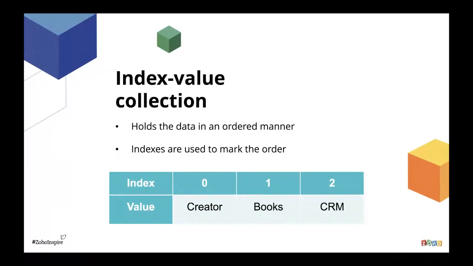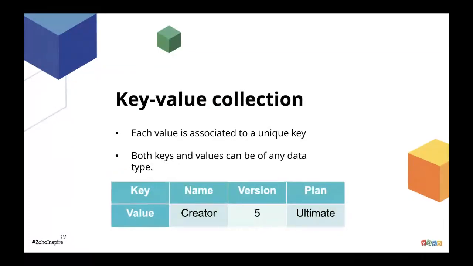Now let's check out how a key value collection works. A key value collection is a data type where we refer to each element using a key, and each key inside a key value collection is unique. The key and values can be of any data type. So here's a collection where we have key and value pairs. The different keys are name, version, and plan. The different values are creator, 5, and ultimate.